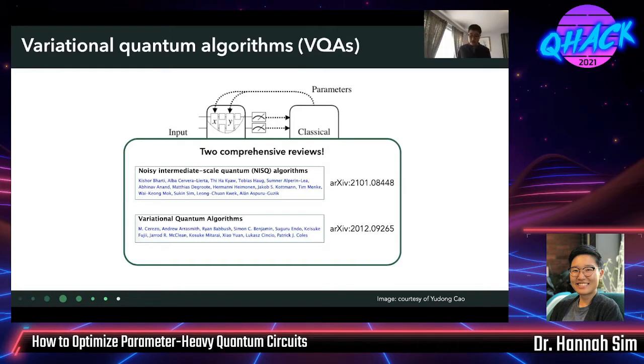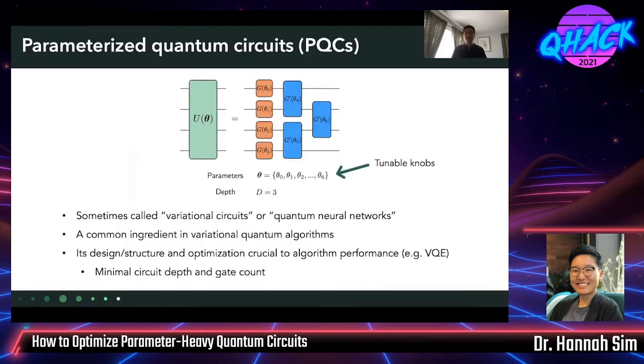But today in this talk, I'll focus mostly on parameterized quantum circuits, or PQCs, which you could think of as a specific type of quantum circuit where at least one of the gates is tunable or parameterized. If you look at this quantum circuit right here, the vector of parameters are the tunable knobs that you can play around with in order to generate some interesting quantum states using your circuit. These PQCs are sometimes called variational circuits or quantum neural networks, depending on the application of interest.